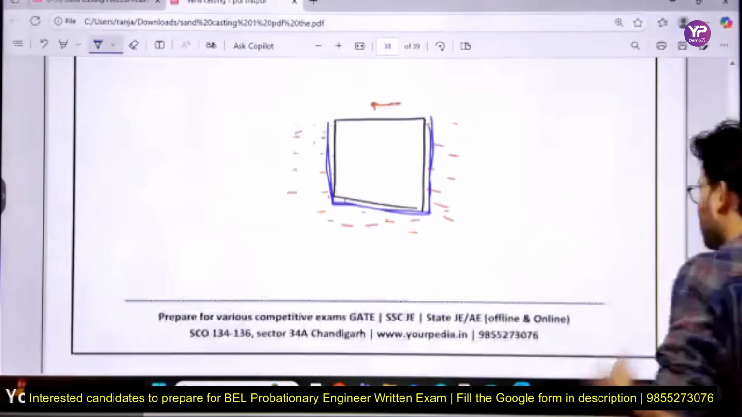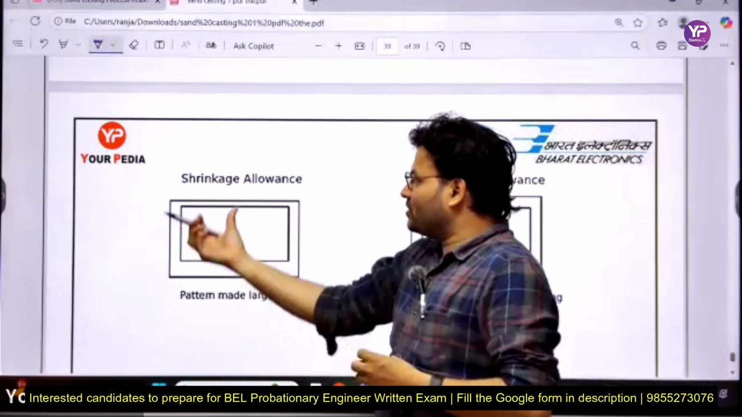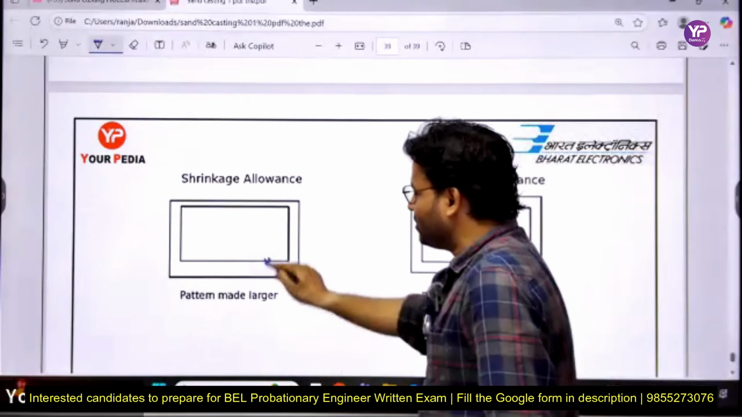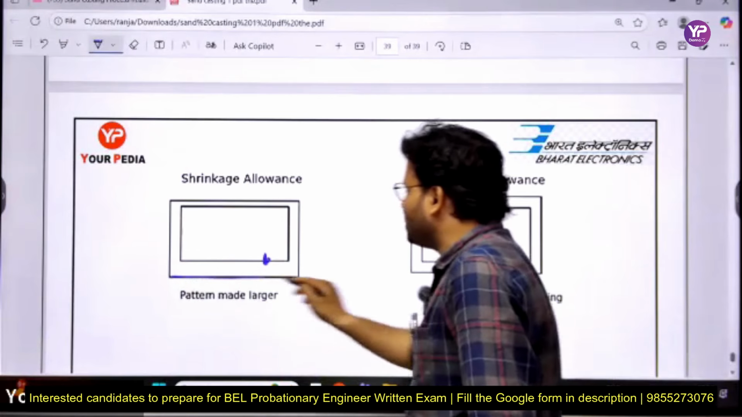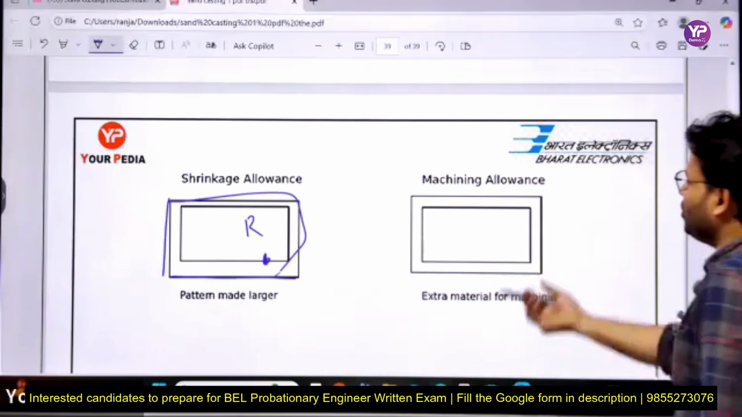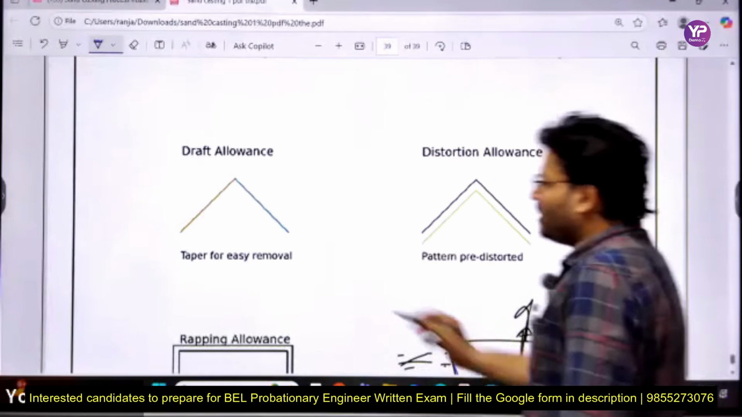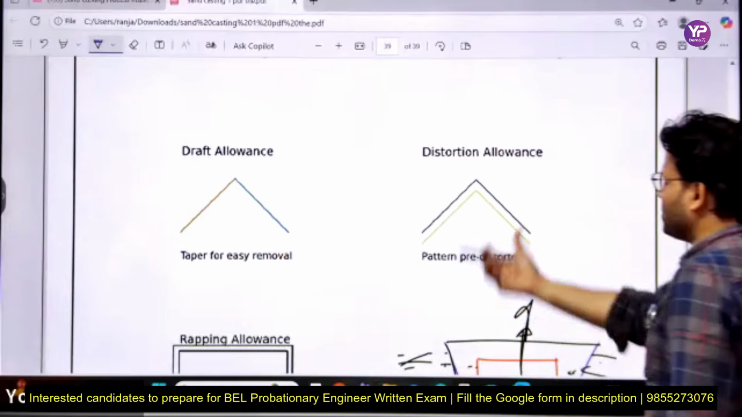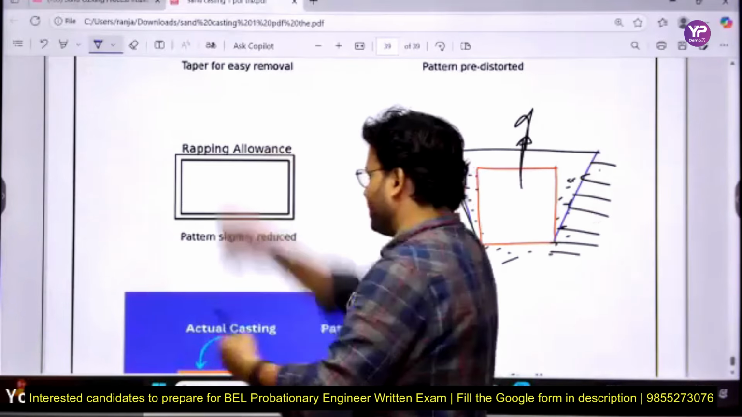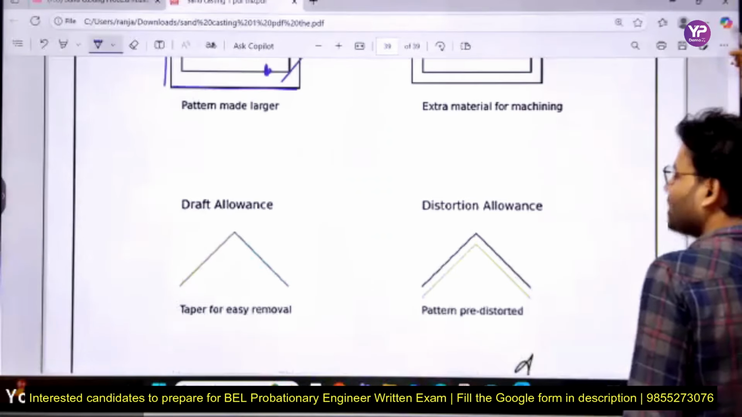Right? Okay, I will come to the question, then we will discuss. Here we can see in brief. Here we can say the shrinkage allowance. If the pattern will shrink, you actually require that much, but you will make a larger pattern. First thing, this is machining allowance. Again, you have to make it larger. Draft, you have to taper a little bit. Distortion, especially U, V shape or L, right? And this is shaking. Shaking means you have to move it a little bit left and right. So that was the thing that you have to keep in mind, my dear friends.